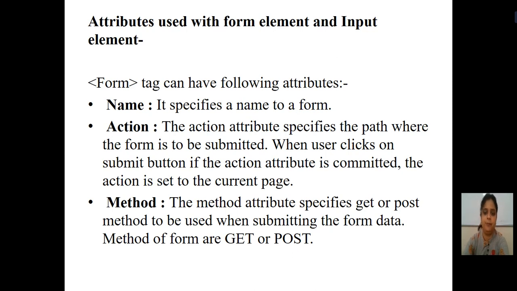Second, action. The action attribute specifies the path where the form is to be submitted when the user clicks on the submit button. If the action attribute is omitted, the action is set to the current page. Next, method. The method attribute specifies the get or post method to be used when submitting the form data. Methods of form are get or post.